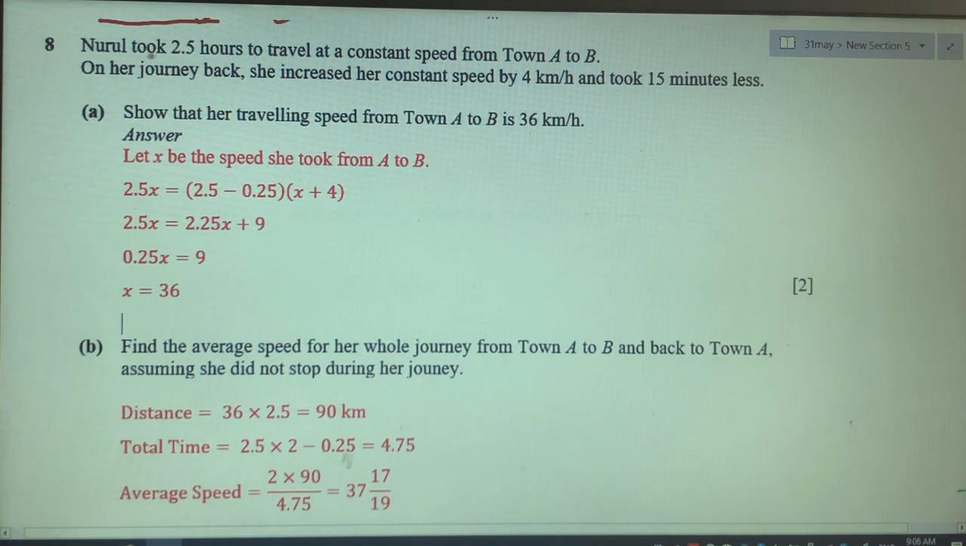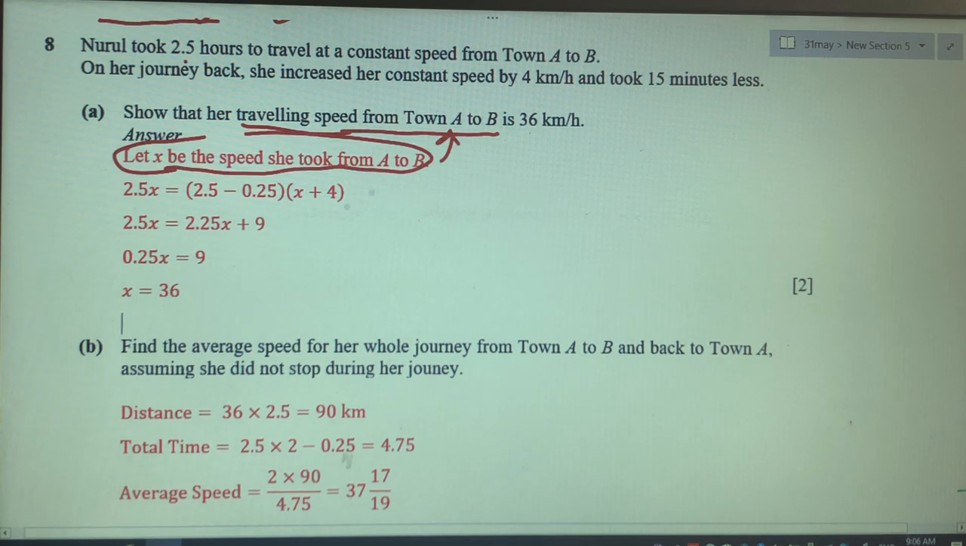Okay, Nuru took 2.5 hours to travel from A to B on the way, like that. Then, okay, so in this particular question, there is no unknown given to you. So you yourself have to come up with the unknown. What is the unknown that you need to come up with? They want the speed, right? So they want the speed from A to B. So you let this be the speed. You follow? So that later when you find X already, immediately you have the answer already. Okay, so because she took 2.5 hours, so speed times time.